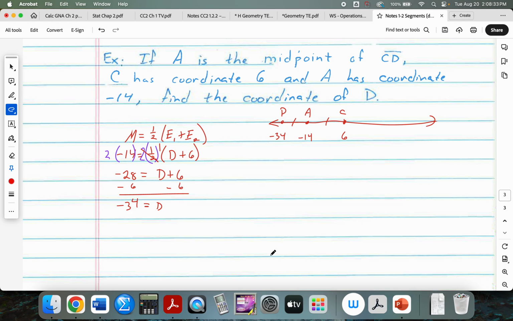The nice thing about making a diagram on this is that you can see if your answer makes sense. Let's say you messed up somewhere and you got an answer of negative 8. You're like, that doesn't make any sense. D has to be over here, right? So I think a diagram can be helpful, but it's not a requirement. Okay, questions about that?